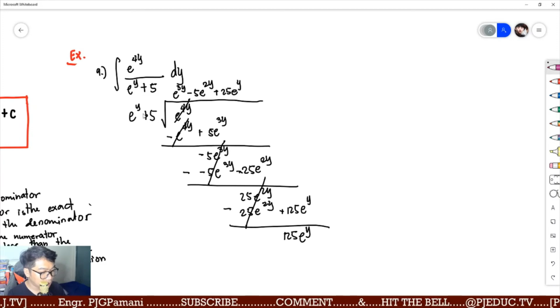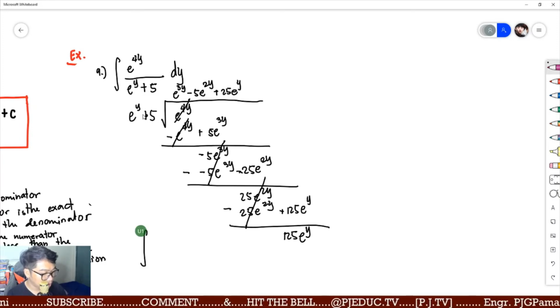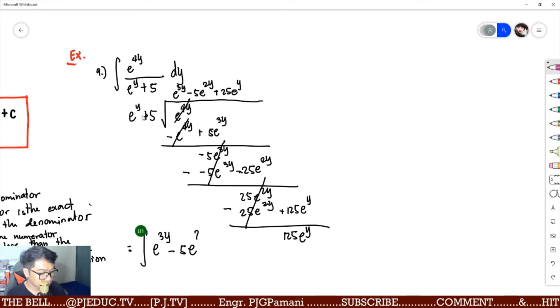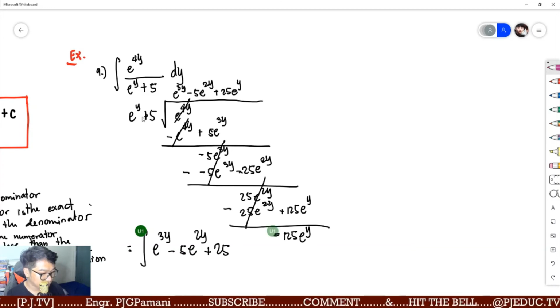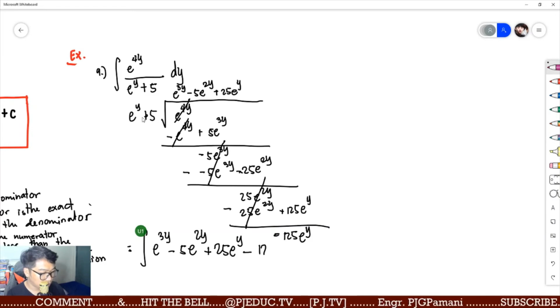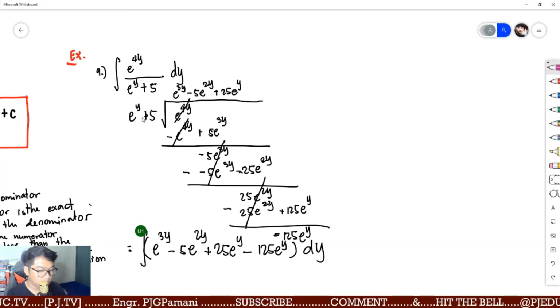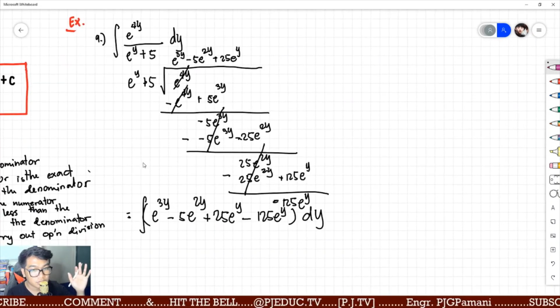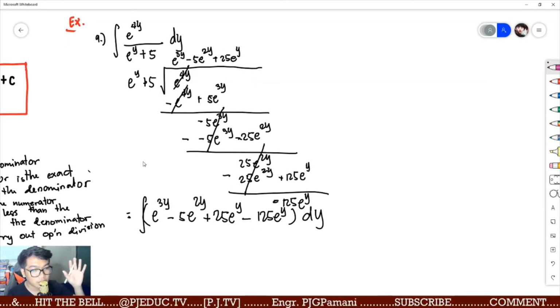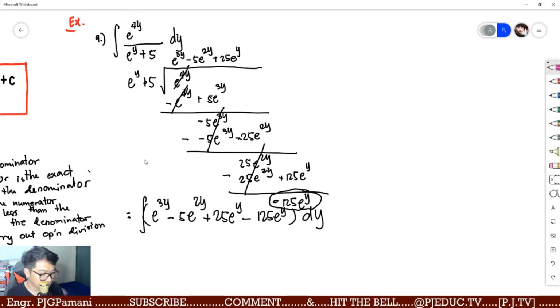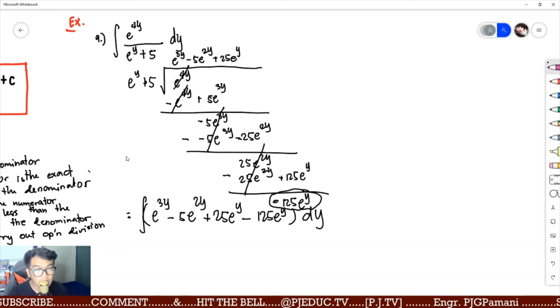So, ang ating final or simplified integral form is now e raised to 3y minus 5e raised to 2y plus 25e raised to y minus 125e raised to y dy. Okay na ba yan? Final na ba yan? Sinong nag-agree na yan na ang gagamitin natin or isosolve natin? Remember, negative 125e raised to y is still a remainder. Hindi tayo nag-end sa 0.